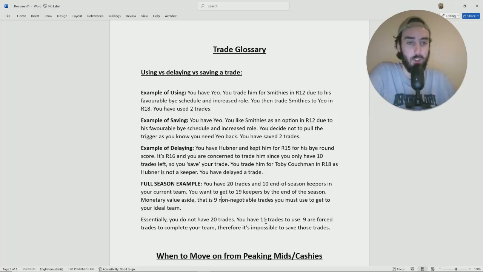So you're not saving trades by keeping them in your team for now. Obviously, a lot of them are buy-round coverage guys, or cash cows that haven't peaked, like King Tonga and stuff like that. But yeah, you're going to have to trade them eventually.